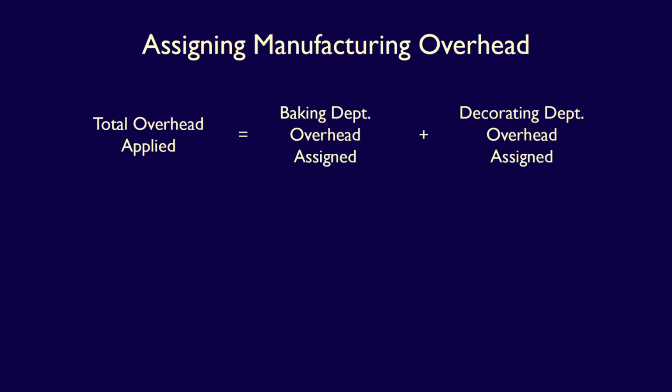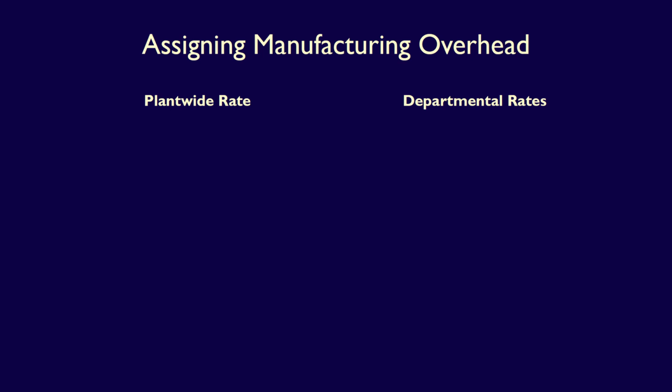We can now calculate the total overhead to assign to this job. Total overhead applied is equal to the baking department's overhead assigned plus the decorating department's overhead assigned. $55,100 plus $16,000 is equal to $71,100. This is the total manufacturing overhead that would be applied to the cost of producing the custom cakes if departmental rates are used. Let's do a comparison between the manufacturing overhead that was applied to this job using plant-wide rate compared to departmental rates.